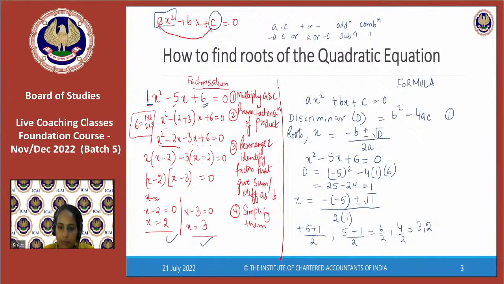Okay, which is also known as D. The formula for D is b square minus 4ac. So for the x value, you do minus b plus or minus root D, divided by 2a.